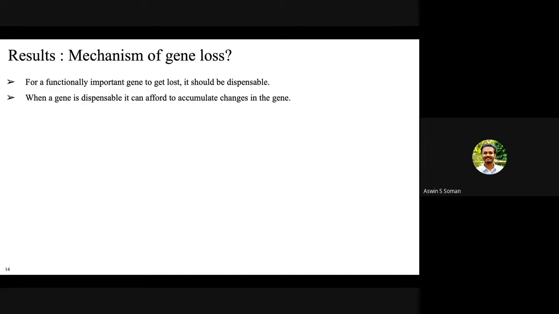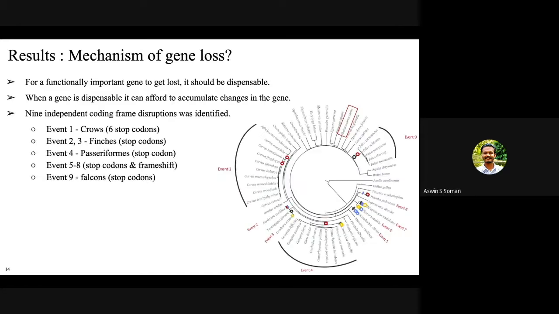We looked for such signatures in all the birds which have a high quality genome, raw reads, and RNA sequence data available, with a conserved synteny. Screening all those genomes, we found 9 independent coding frame disruptions in different lineages. Here you can see they are marked in red.